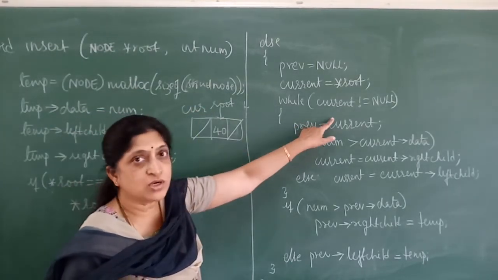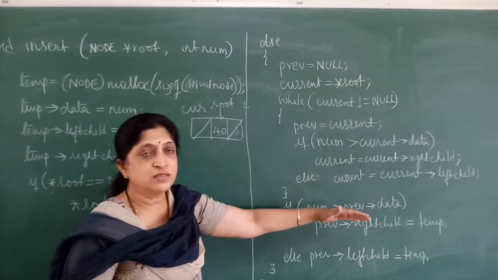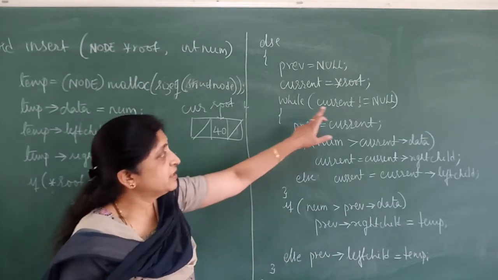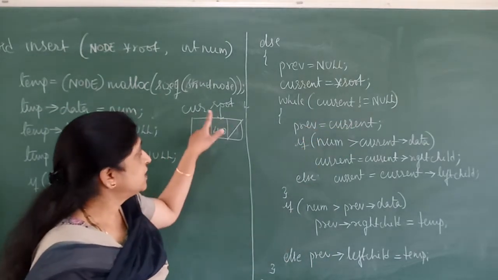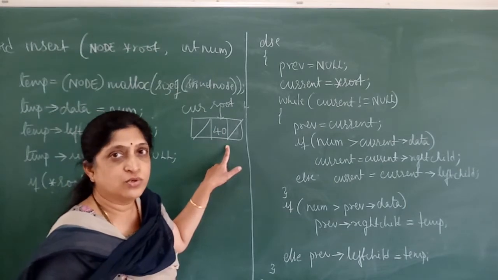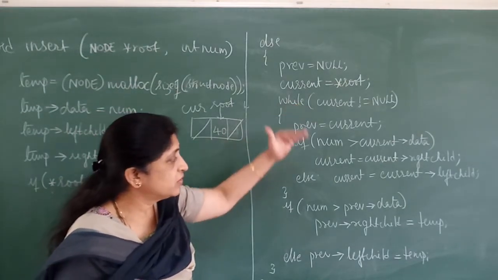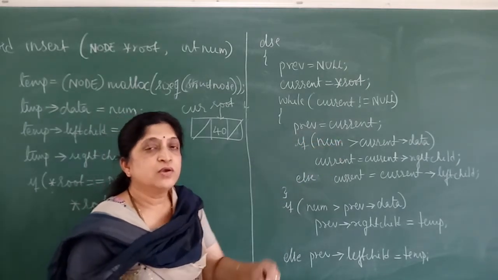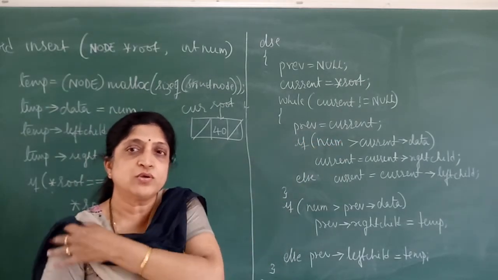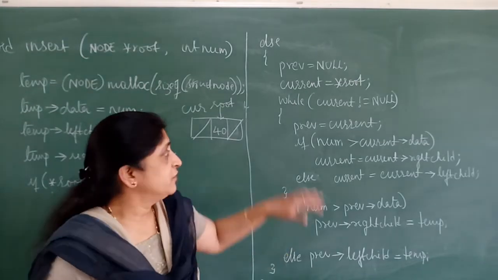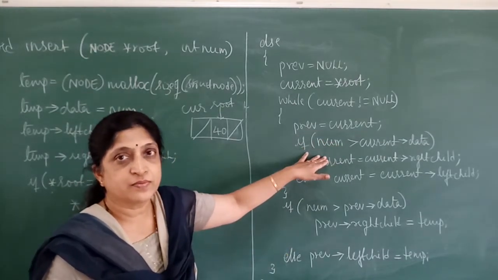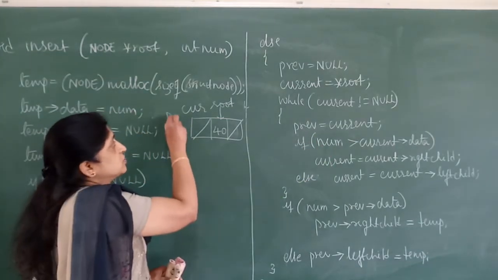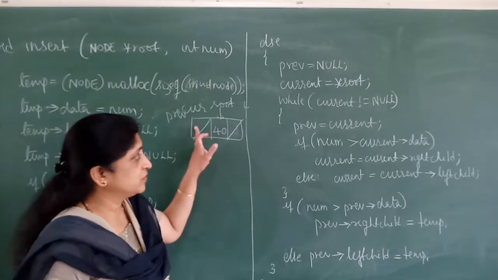Then while current is not equal to null, we have to go on traversing the tree to find the location to insert. Now current is pointing to this node, it is not equal to null. Then the control enters into the loop, wherein I make previous equal to current. Whenever we are traversing the tree, if we want to have a pointer to the previous node, we make this assignment. With that, previous is also a pointer to this node.